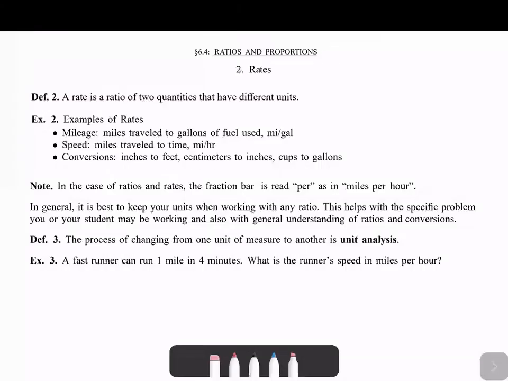Hi everyone, this is the second video for section 6.4 on ratios and proportions. So the second thing we're going to talk about is rates. You may have heard the term rate when you've heard of ratios, and it's because a rate is a type of ratio. It's a ratio of two quantities that have different units.